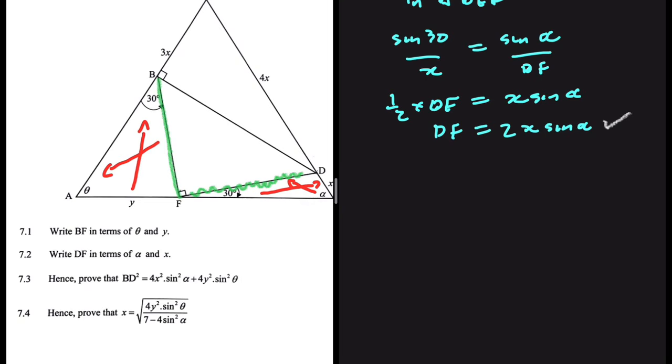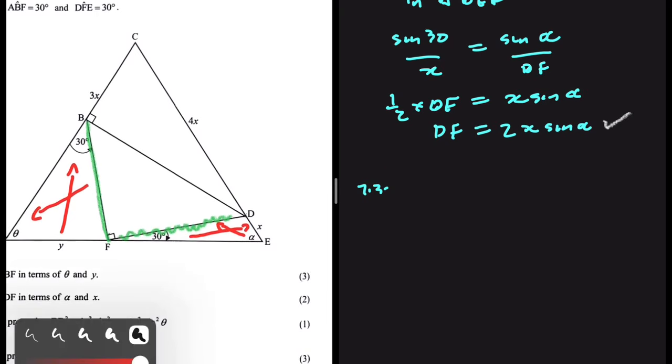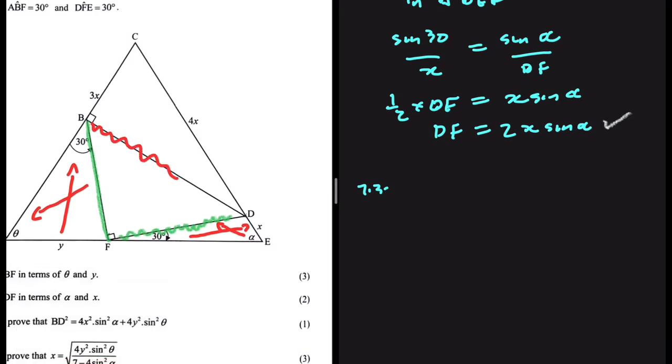7.3. Hence prove that BD squared is equal to 4x squared sine alpha squared plus 4y squared sine theta squared. Let's go ahead and look at BD. BD is this side right here. If we look at triangle BDF, you will realize that we have a right-angled triangle. So we can use the theorem of Pythagoras to find the size of BD. We have BF, which we determined, and we also have DF. So we can say that BD squared is equal to DF squared plus BF squared.